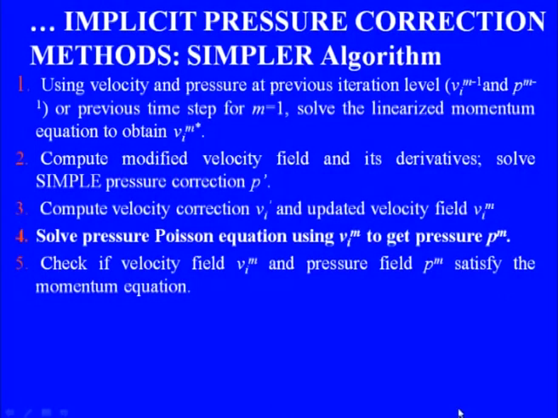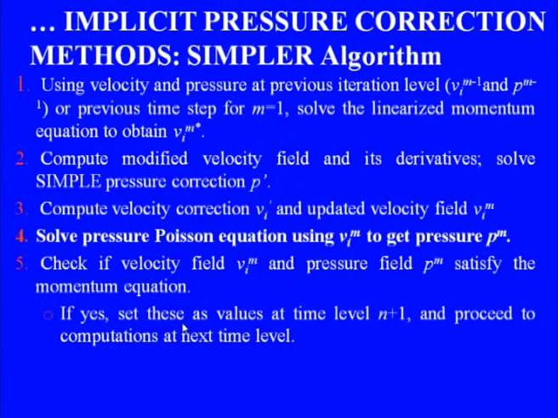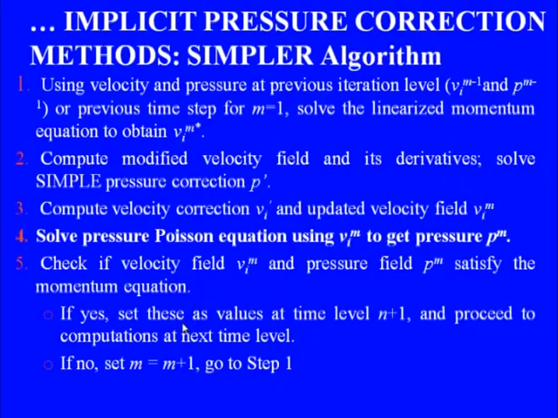Next, our checking step: check if Vi m and pressure field P m satisfy the momentum equations. If yes, we are done with the computations at the current time level and we can proceed to the computations at the next time level. If not, we would increment our iteration counter and go to step 1 and repeat the set of iterations, or these iterative processes, once again to obtain the solution.